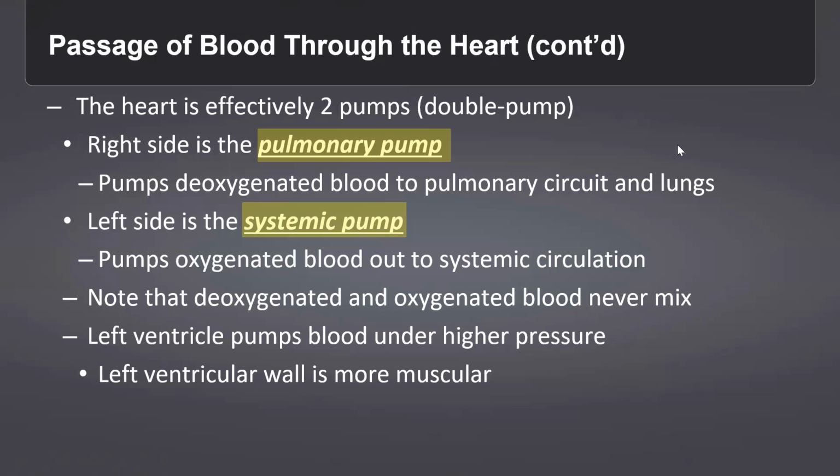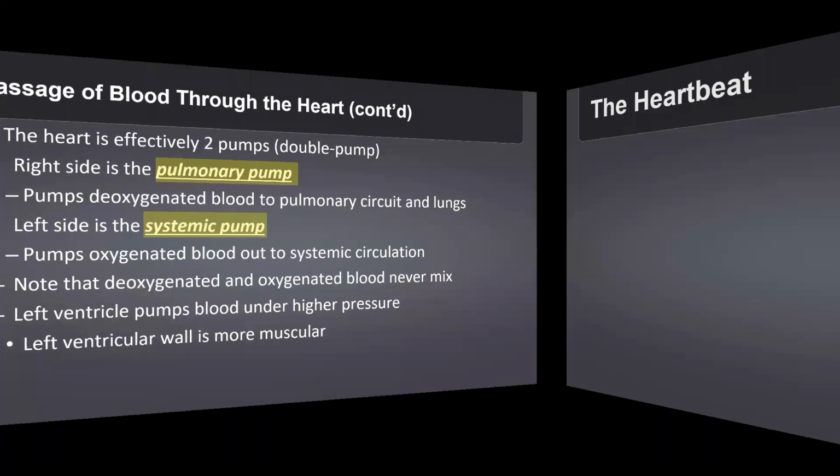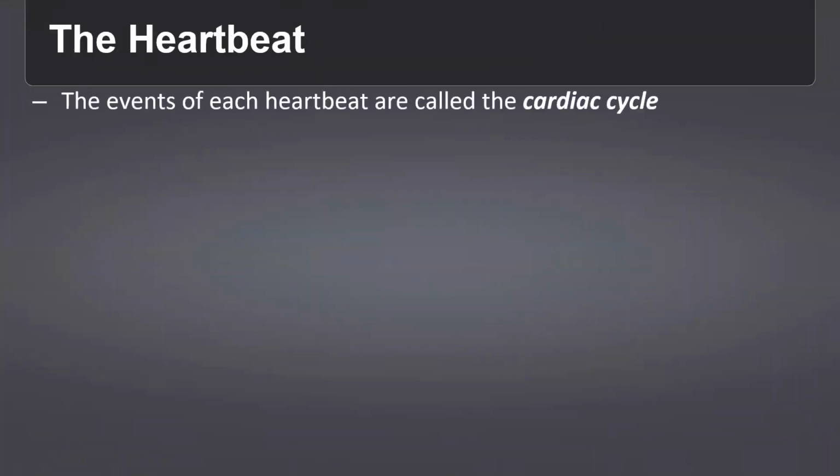So the next slide, we're going to talk about what's called the cardiac cycle, which goes hand in hand with what we're explaining here with the pulmonary and systemic pump. That's at the bottom of your page on your next slide, slide 15. The events of the heartbeat are called the cardiac cycle. They're highly coordinated so that the two chambers at the top, the atria, contract at the same time, and then the lower two chambers, the ventricles, pump at the same time.